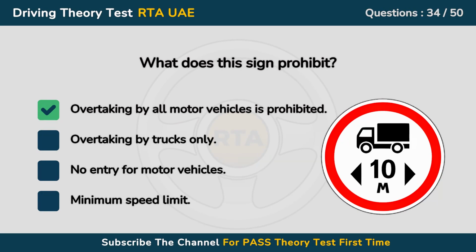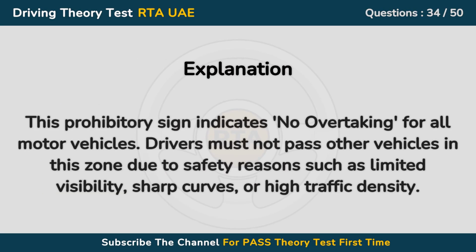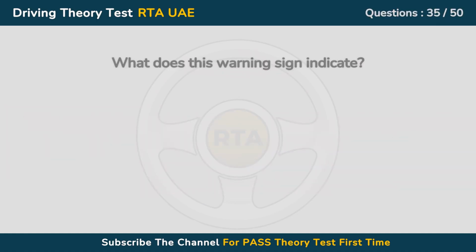Answer is A. Overtaking by all motor vehicles is prohibited. This prohibitory sign indicates no overtaking for all motor vehicles. Drivers must not pass other vehicles in this zone due to safety reasons such as limited visibility, sharp curves, or high traffic density.